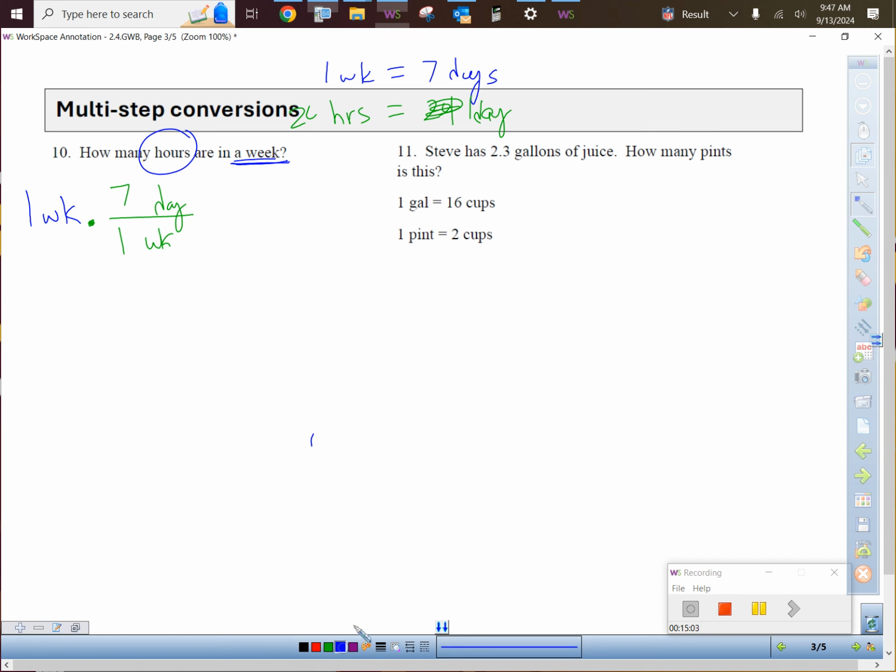But where am I trying to end up? At hours, right? I'm trying to end at hours. I started with weeks. I had to sneak some days in there. And then I want to get it into hours.